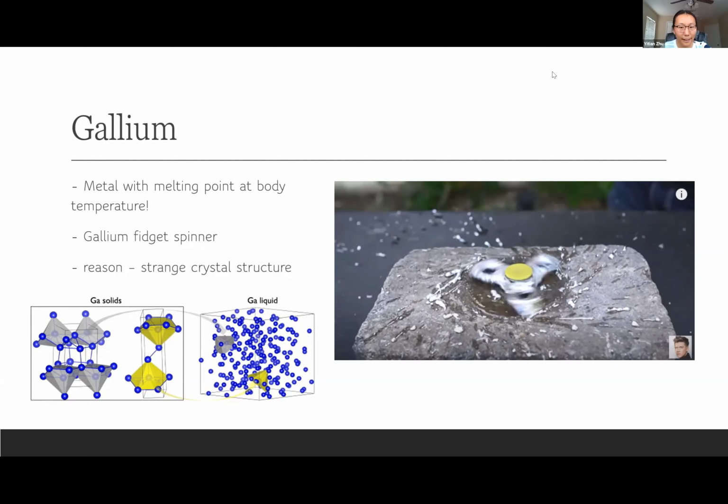All right. Somebody said you can put a gallium spoon in a teacup. Don't drink that tea. Drinking metal is not good for you.